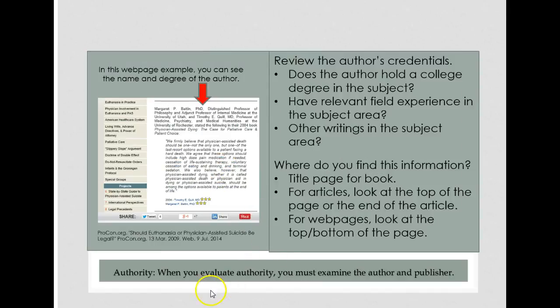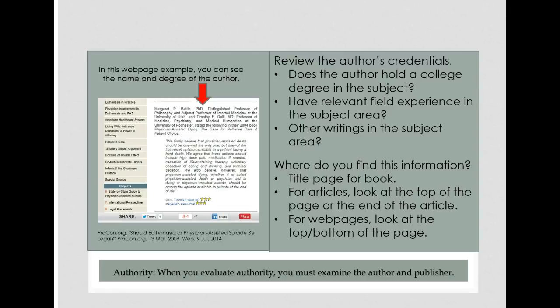The next thing you're going to think about is authority. You're going to look at the author and the publisher. So for the author, you're going to review the author's credentials. Does the author hold a college degree in this subject? Have any relevant field experience in the subject area? Or maybe they've written in the subject.